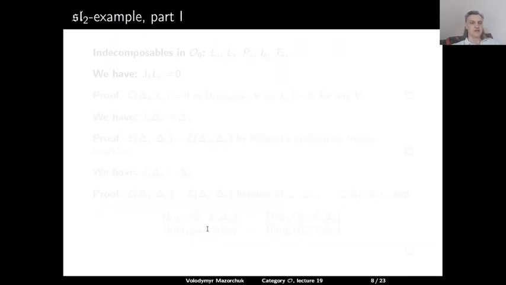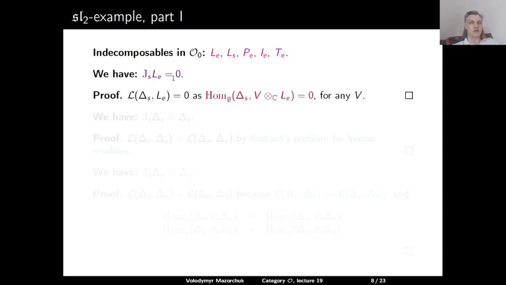Let us now discuss Joseph's completion in the SL2 example. Recall that indecomposable objects in O_0 for SL2 are L(E), L(S), P(E), I(E), and T(E), up to isomorphism. First, we claim that J_S kills L(E). This follows from the observation that L from Δ(S) to L(E) is 0 because the G homomorphisms from Δ(S) to any V tensor L(E) are equal to 0. So Δ(S) is a simple infinite dimensional module, while V tensor L(E) is a simple finite dimensional module for any finite dimensional module V.